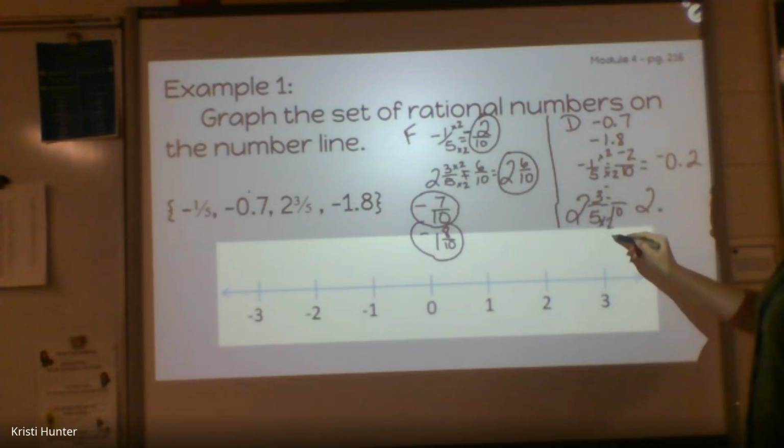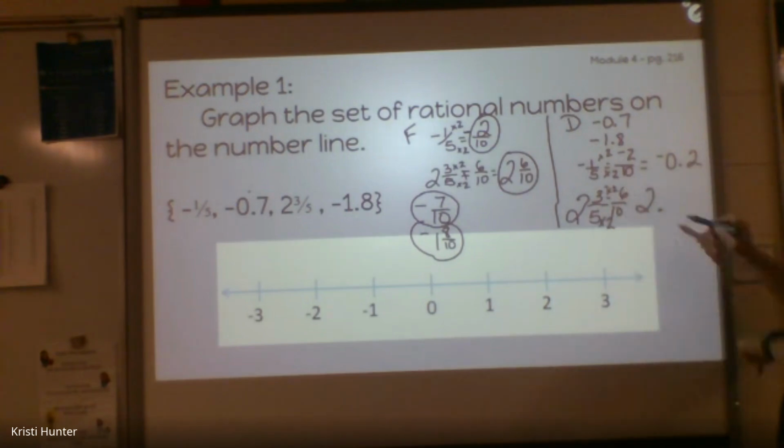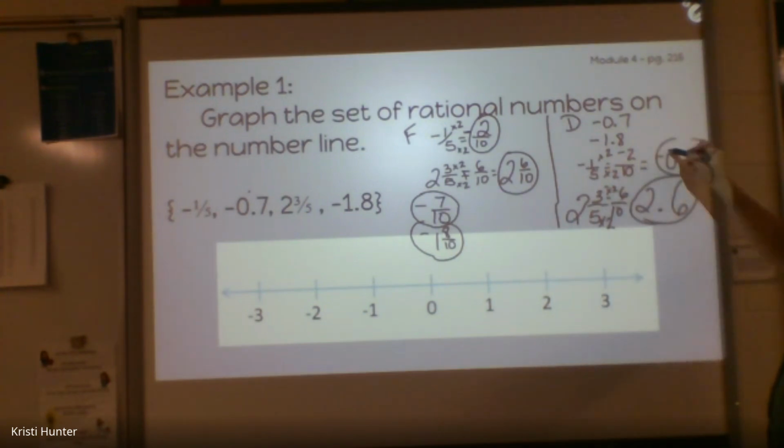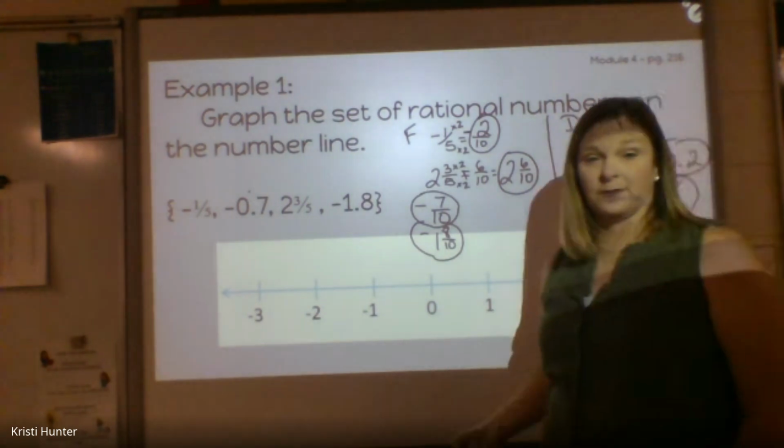So 5 times 2 is 10. 3 times 2 is 6. 6/10, which I write as 0.6. So I have 1, 2, 3, 4 decimals now.